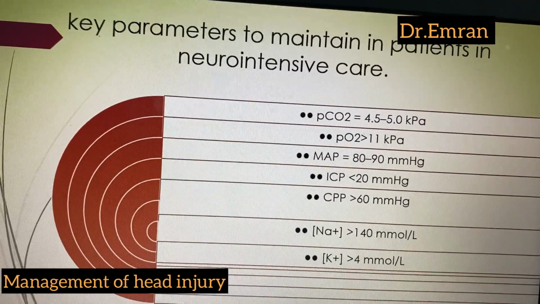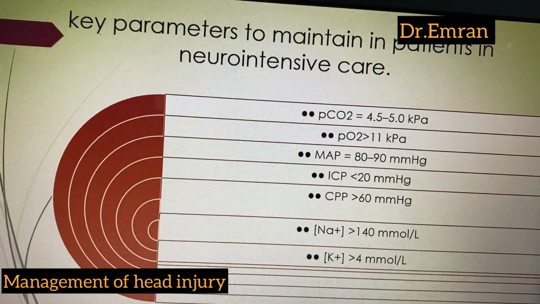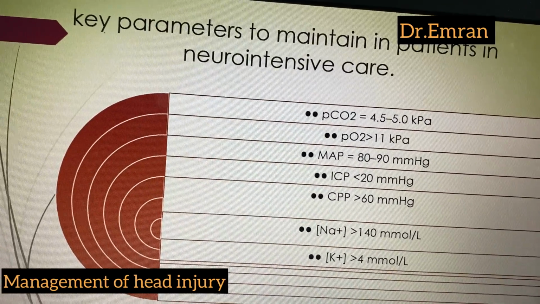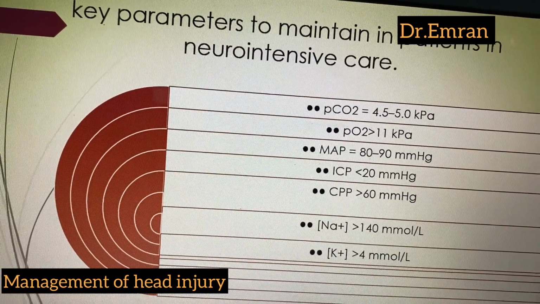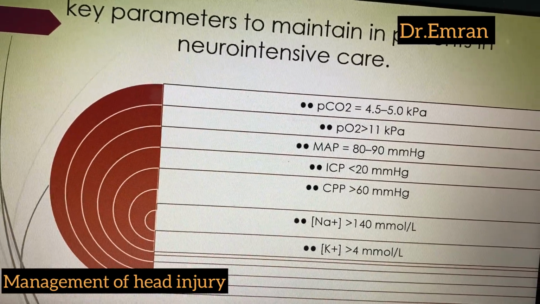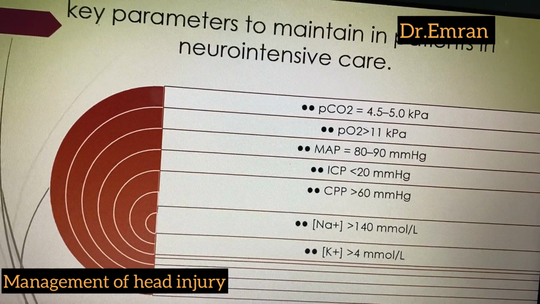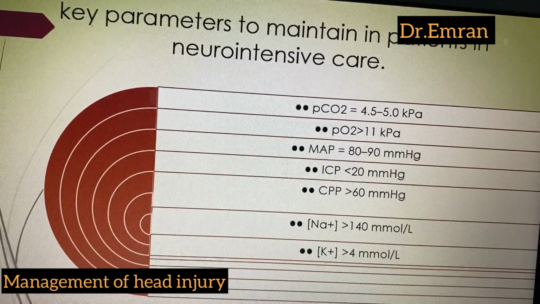And these are the key parameters to maintain in neuro-intensive care: partial pressure of carbon dioxide, partial pressure of oxygen, mean arterial pressure, intracranial pressure, cerebral perfusion pressure, and electrolytes, sodium and potassium. You are seeing the slide.